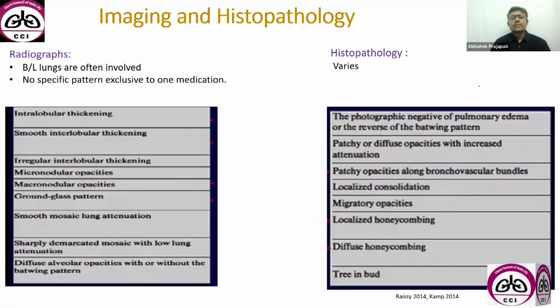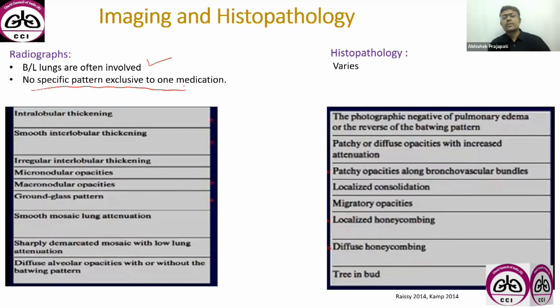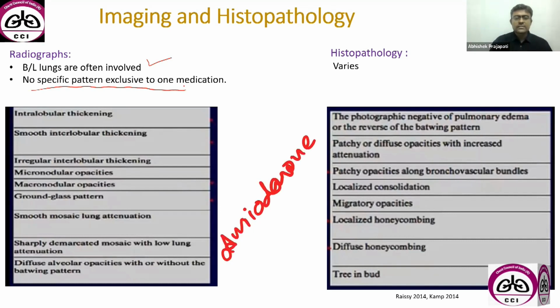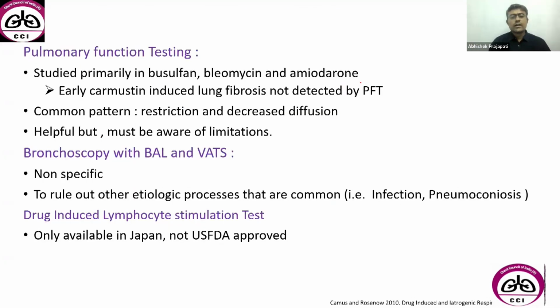Now, the role of imaging and histopathology in diagnosing drug-induced lung injury. If we talk about radiographs, bilateral lungs are most commonly involved, but there is no specific pattern related to a specific drug. So, bleomycin can lead to 29 types of patterns. And in this case, amiodarone causes different kinds of mechanisms of lung injury. And histopathology also varies. So, it is very difficult to understand this pathophysiology, and very difficult to know which specific histopathology pattern occurs with specific drugs.